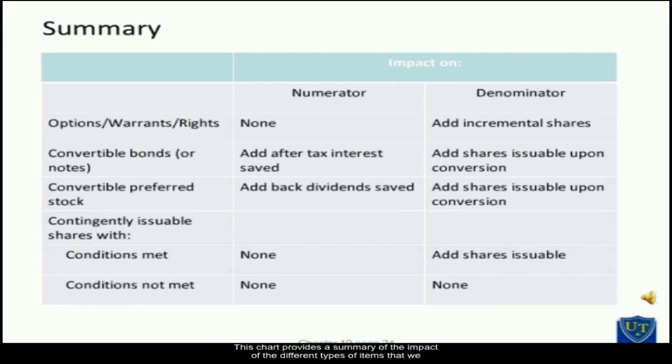This chart provides a summary of the impact of the different types of items that we talked about on the numerator and the denominator in terms of computing incremental earnings per share. And that's the EPS estimate that we use to initially determine whether or not a security is potentially dilutive. As long as incremental earnings per share is initially less than basic EPS, that security will be considered potentially dilutive.